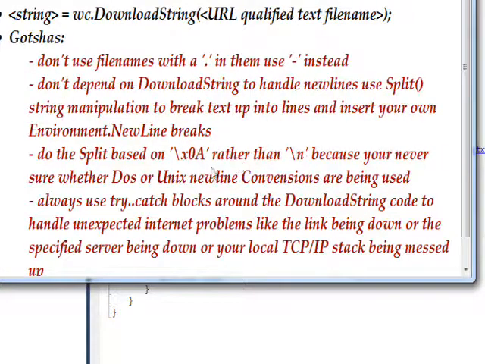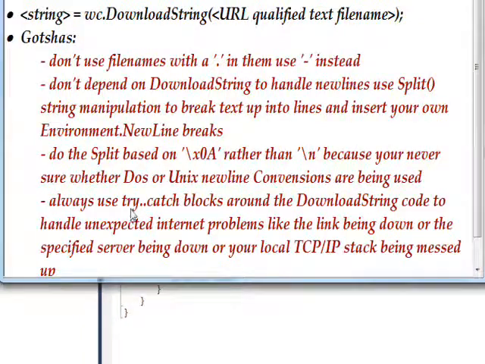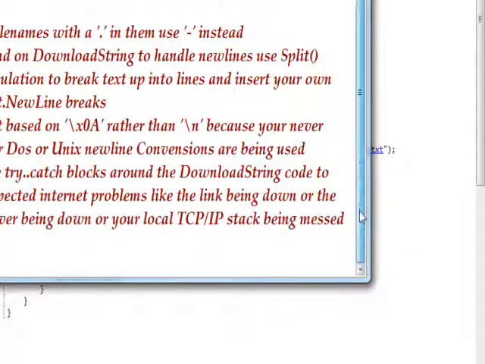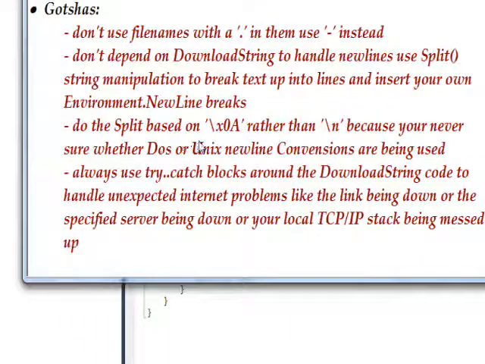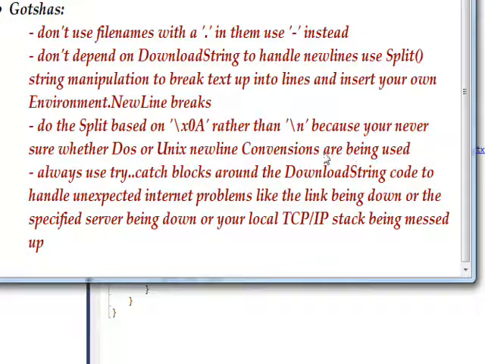So to get back to the innumerable gotchas, you always want to use a try-catch block around the DownloadString code to catch unexpected internet problems like the link being down, or the server you're referencing being down, or even your local TCP/IP stack on your computer being messed up. And one way that can be messed up is by continually experimenting with this program and running it over and over again. If it does get messed up, the best thing to do is just reboot your computer, which will reinitialize everything, including the TCP/IP stack.